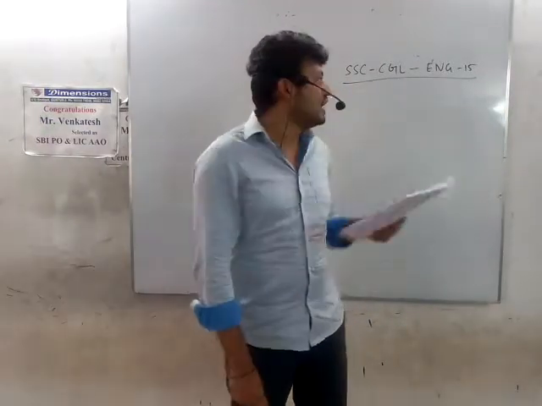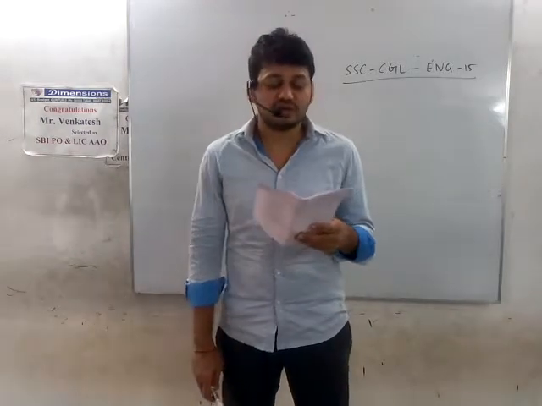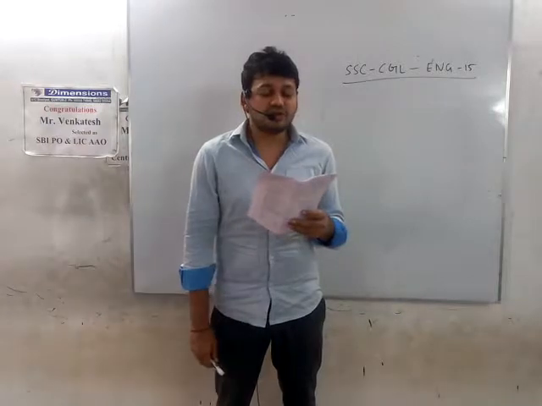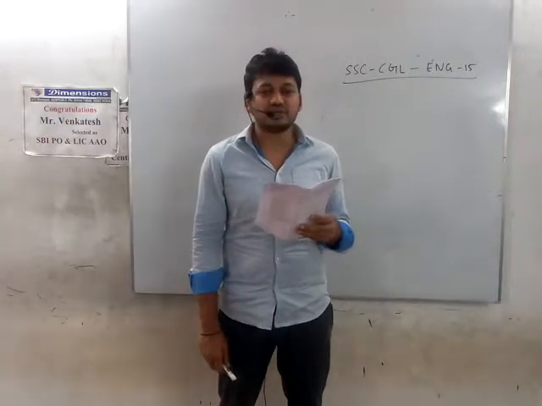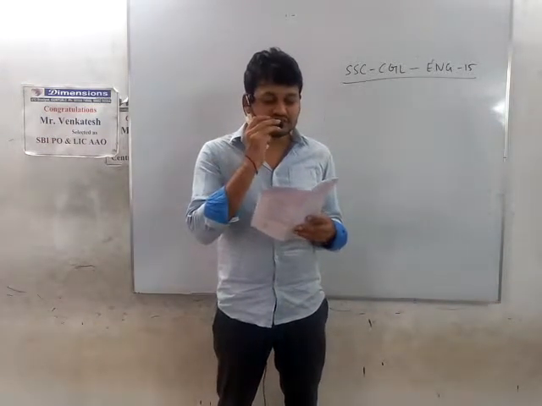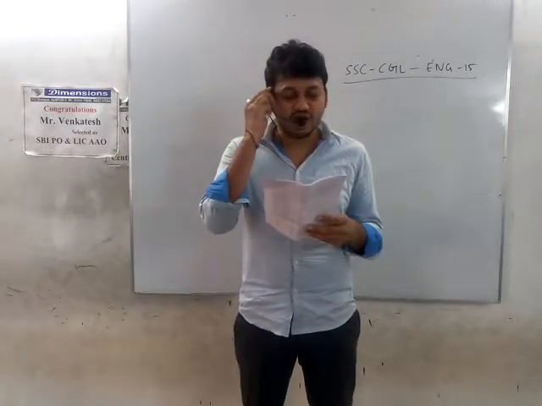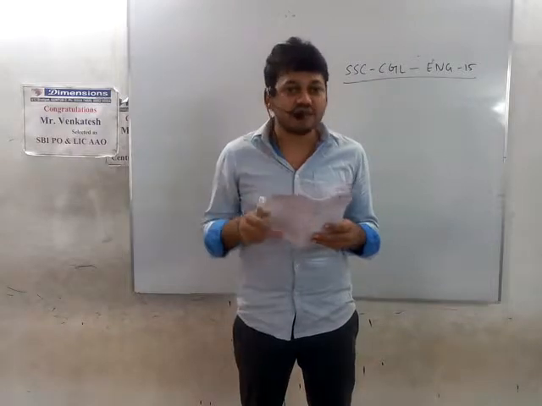Today we're going to discuss SSC CGL English paper 17. The first one, you need to find the word which is synonymous to the given word. The word which is given is acquaint. Acquaint means familiarize or something like to make familiar with.